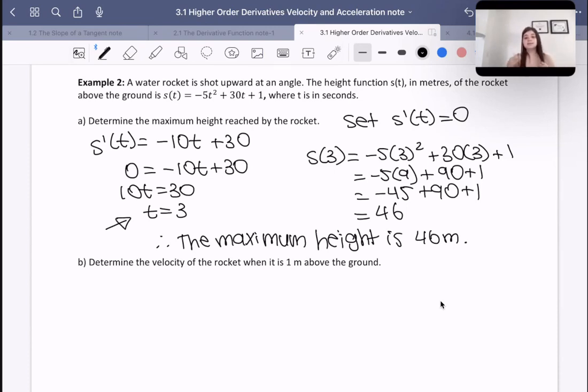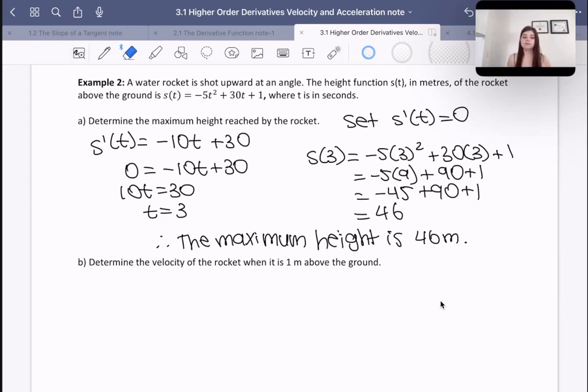In some cases they might ask for both, and in some cases they might just ask for the height. But in order to find out what the height is, we first have to figure out what time that height will occur. B says determine the velocity of the rocket when it is 1 meter above the ground. So when the height is 1 meter above the ground, what is the velocity? That is basically what they're asking here.